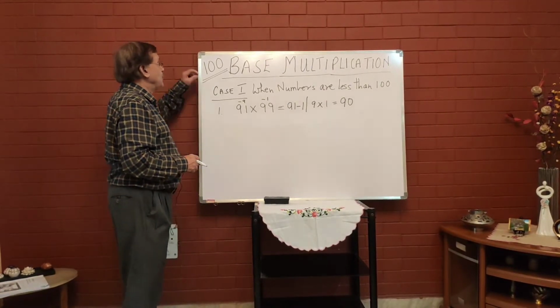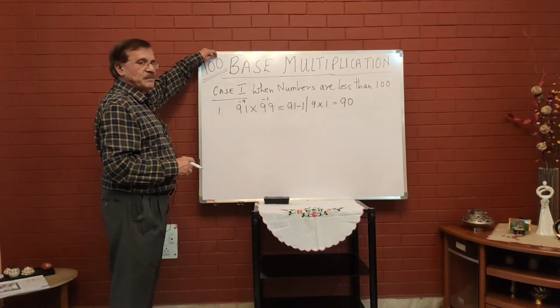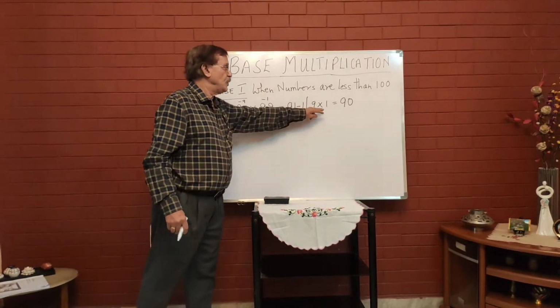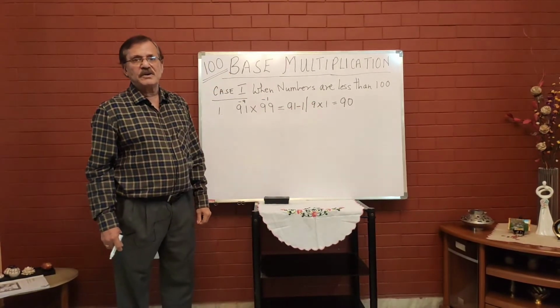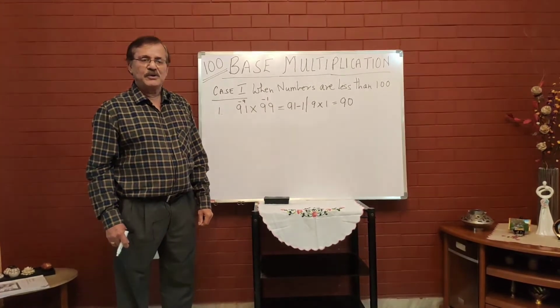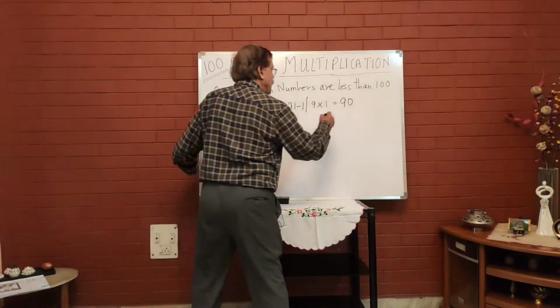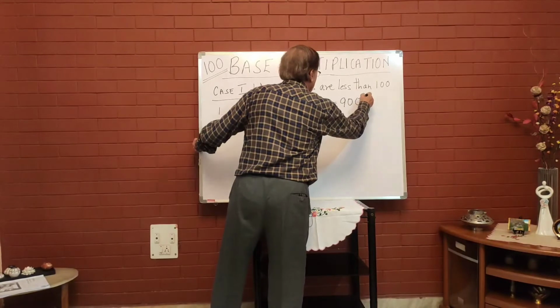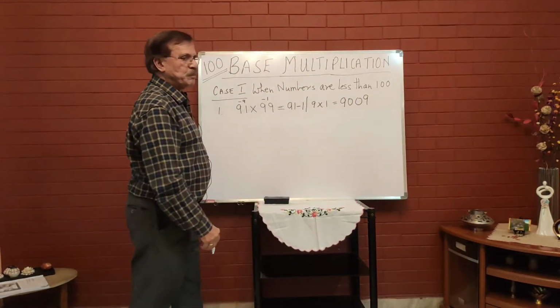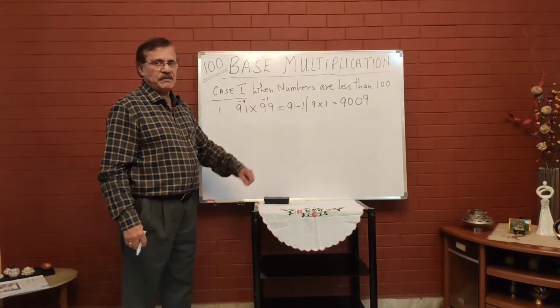Why? Because base has 2 zeros. So the second part of the answer should be 2 digits, not 9. 9 is a single digit. So we must write 09. This is your final answer. Be very careful of the second part of the answer.